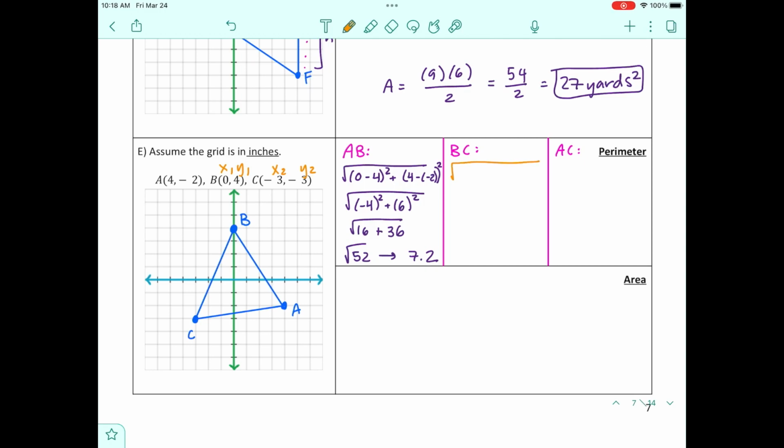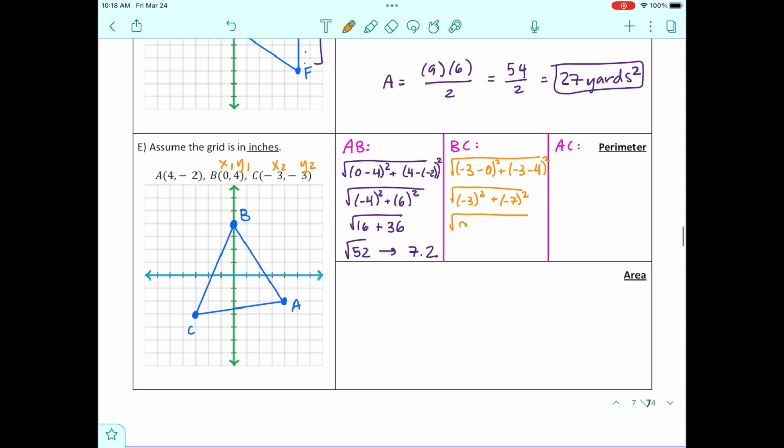So I'm going to do the square root again. I'm doing this in orange, so kind of color code. And I would have X2, negative 3, minus X1, 0, quantity squared plus, parentheses, Y2, negative 3, minus 4, quantity squared. Then I can go through and simplify that. So negative 3, quantity squared plus negative 7, quantity squared.